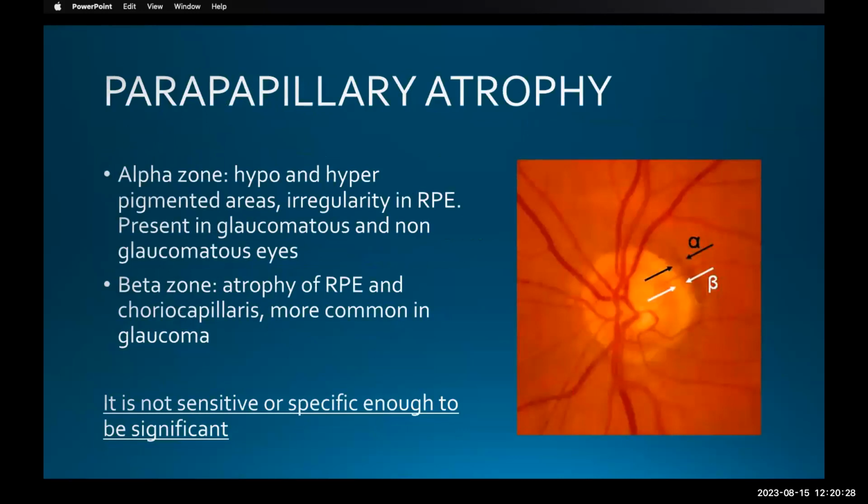Parapapillary atrophy occurs in two zones, alpha zone and beta zone. Beta zone is more associated with glaucomatous changes. However, it is neither sensitive nor specific, and hence it is not deemed to be significant.